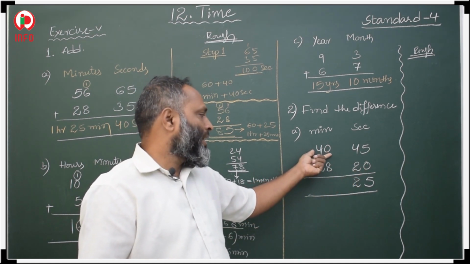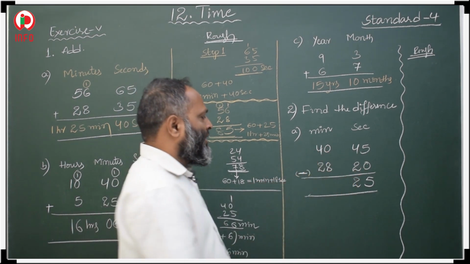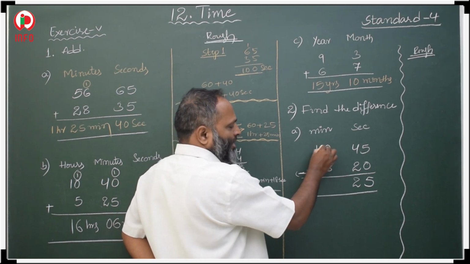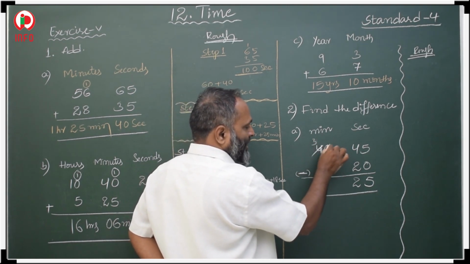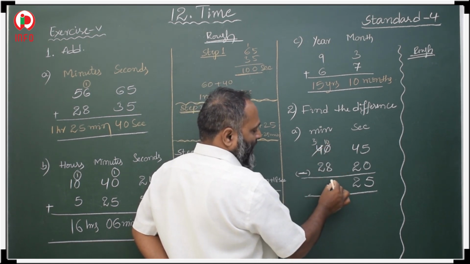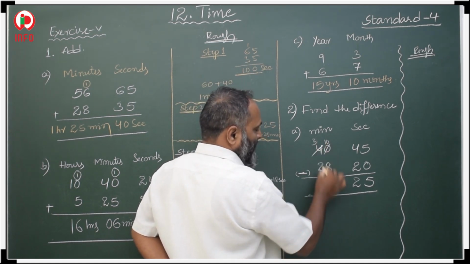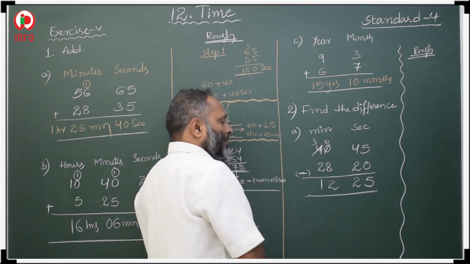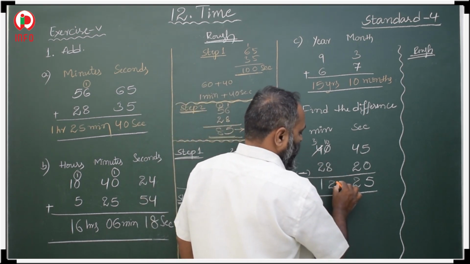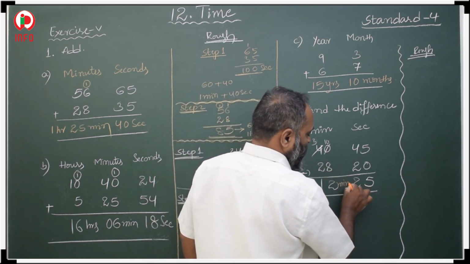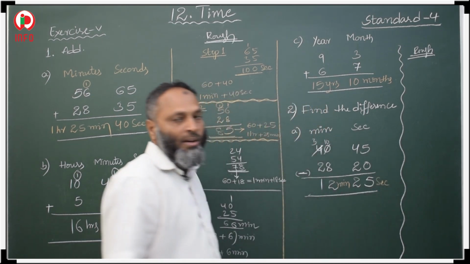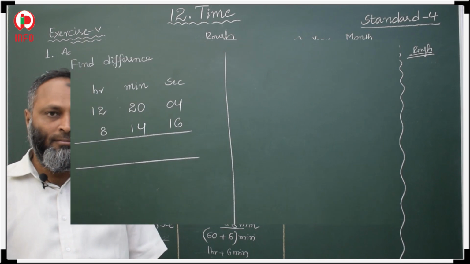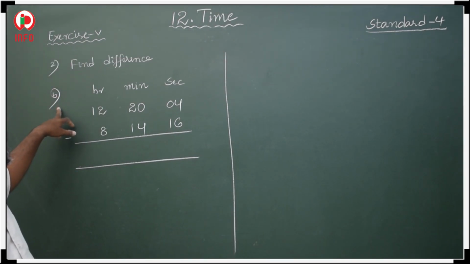So, 40 is greater than 28. So, 0 minus 8, we cannot make minus, borrow from here. You will get 2, you will get 3, 1 less and 10 more. 10 minus 8 is 2. 3 minus 2, 1. 1 minute, here 1, 12 minutes, not 1 minute, 12 minutes. 25 seconds, okay? Okay, students. Now, so that next question.